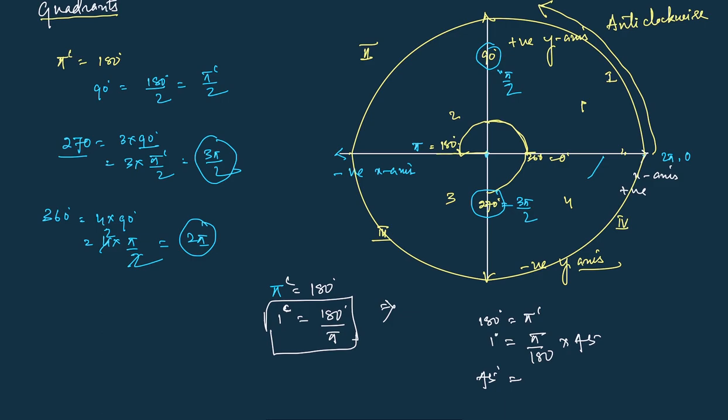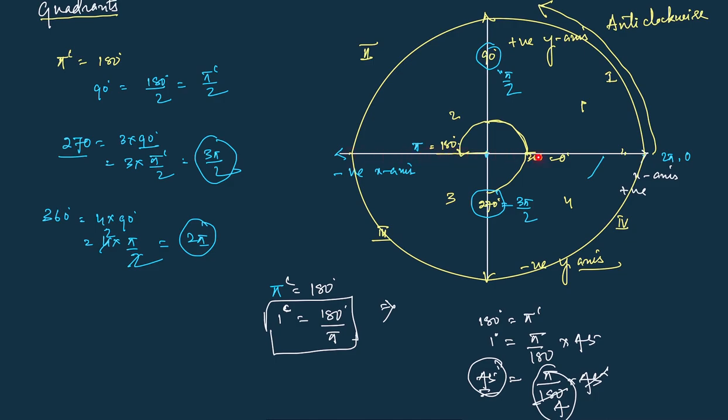Okay. 45 degree is equal to pi radian by 180 into 45. So 45, how much is it? It is going to be 4. So 45 is equal to pi by 4. Okay.